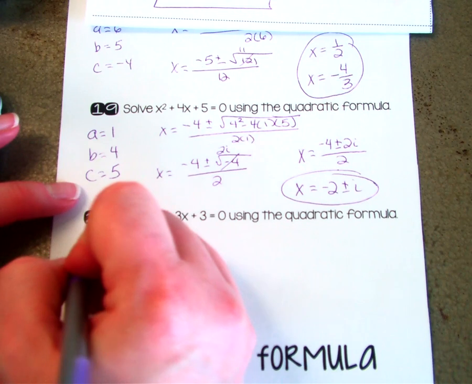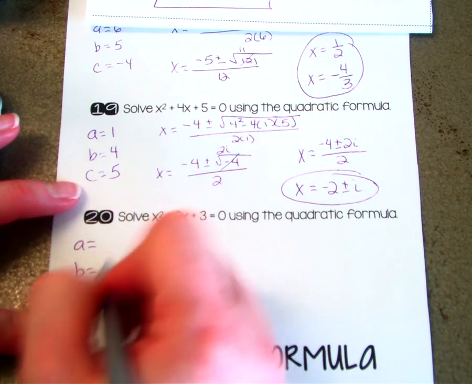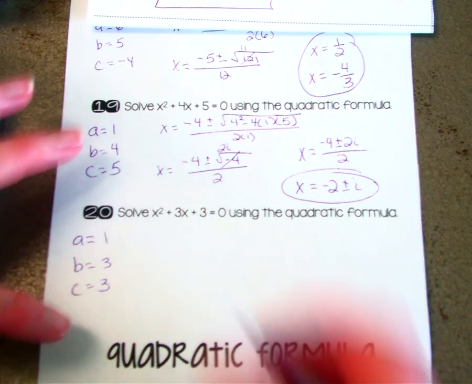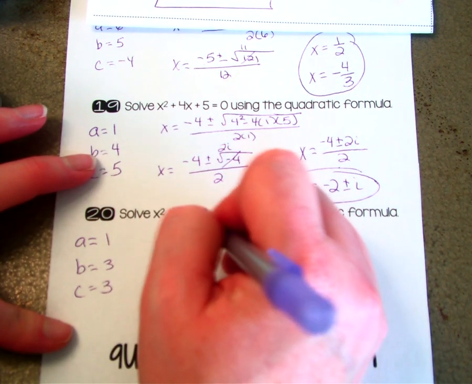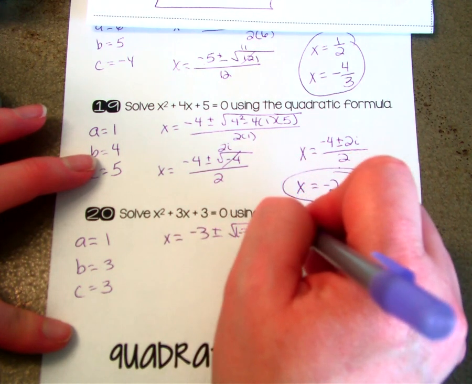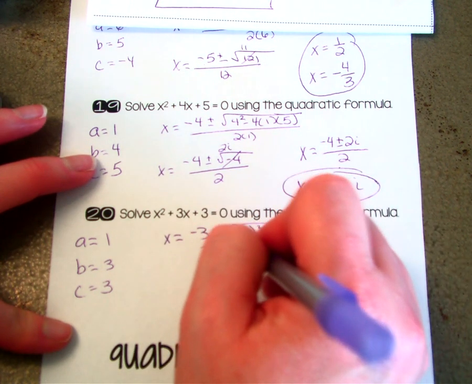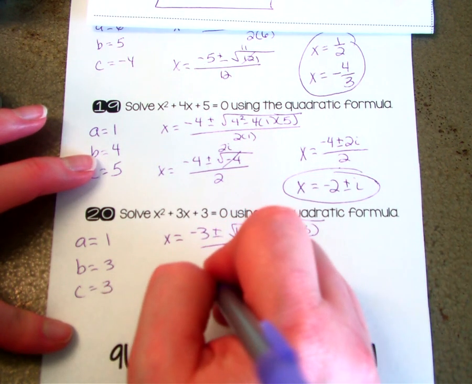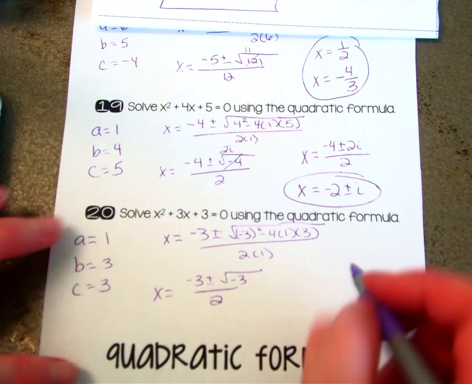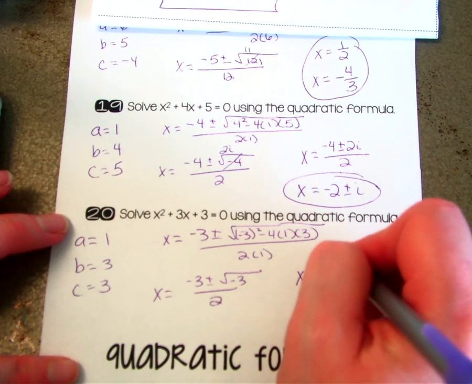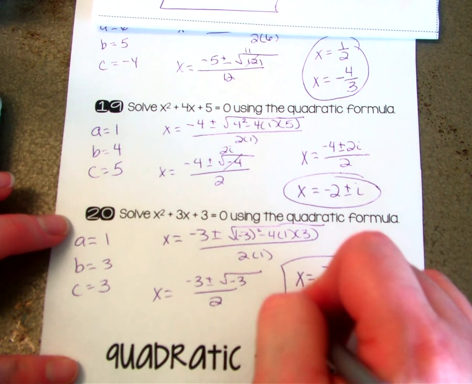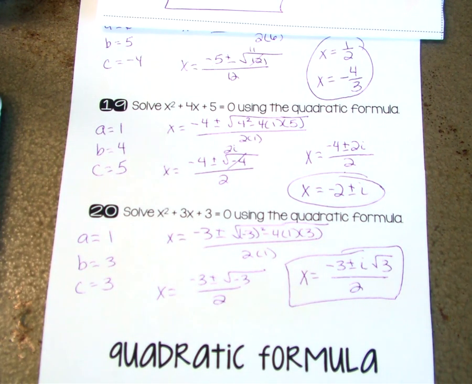And then last one, for 20, ABC. A is a 1, B is a 3, C is a 3. So plugging it in, negative 3 plus or minus square root of 3 squared minus 4 times 1 times 3, all over 2 times 1. So that's going to be 9 minus 12, so that's going to be negative 3 over 2. So we're just going to have negative 3 plus or minus I radical 3. You got to take that negative out, all over 2. And there's nothing to reduce. So that's going to be our final answer.